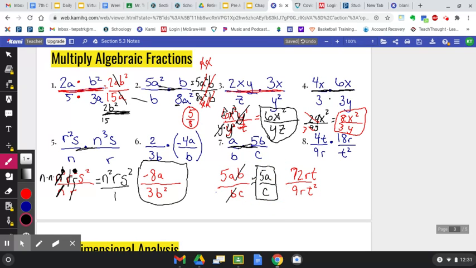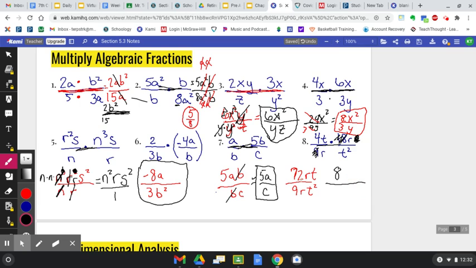Now, number 8, looking at it, I just multiplied, right? 4 times 18, and then there was an r and a t on top. There was a 9r and t squared on bottom. Now, some of you may have noticed, well, 9 goes into 18 twice, right? And then you would have had 4 times 2, which is 8. Well, so you could have simplified here, but if I look, 72 divided by 9 is 8, right? So it doesn't matter if I simplify first or if I simplify second, right? So I did 4 times 18 and got 72. And then 72 divided by 9 is 8.